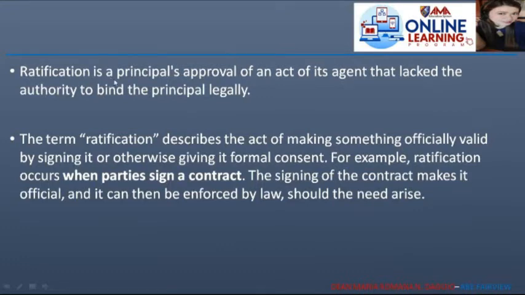So, ratification is a principal's approval of an act of its agent that lacks authority, the authority to bind the principal legally. Approval lang, umokay na siya. Okay, doon sa ginawa ng agent na yon na dinama yung pangalan niya, so later on, tinama, no? Kinlens yung contract, no? Nilinis. So the term ratification describes the act of making something officially valid by signing it or otherwise giving it formal consent. For example, ratification occurs when parties sign a contract. The signing of the contract makes it official and it can then be enforced by law should the need arise. So ito yung tawag nating, class, na remedy ay ratification.